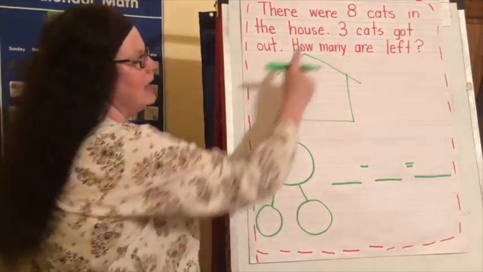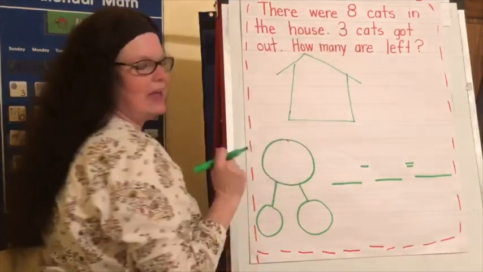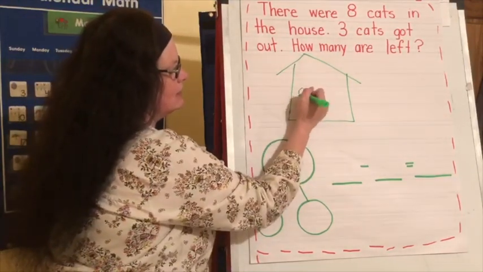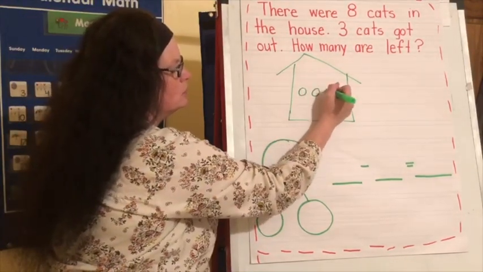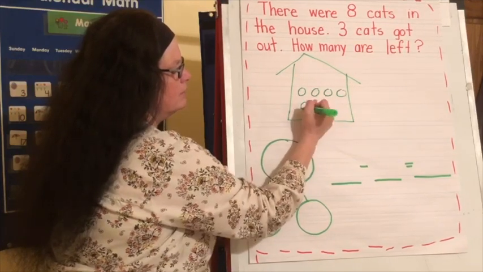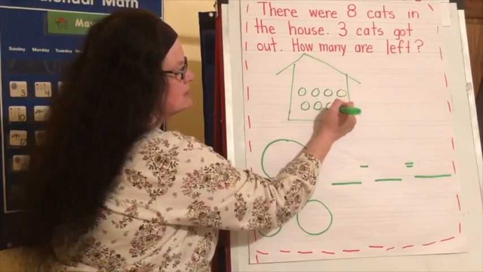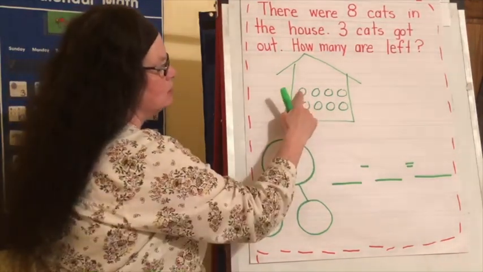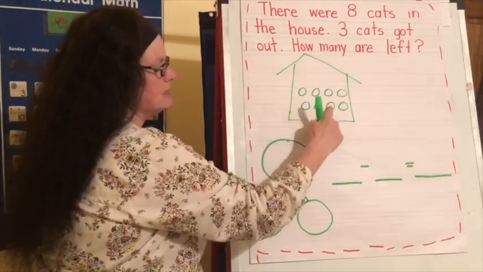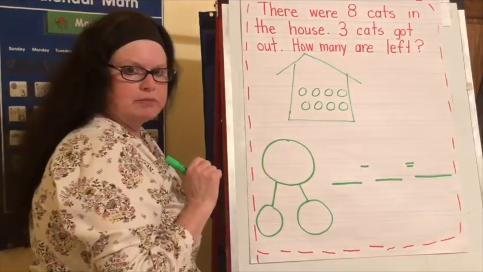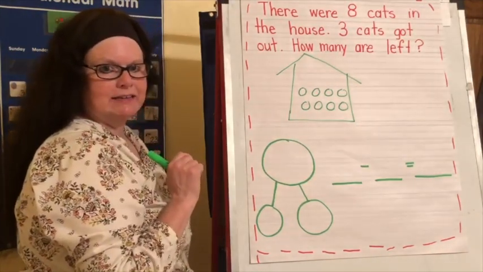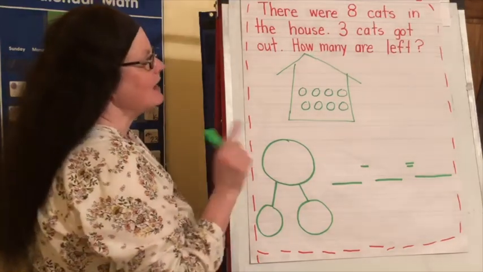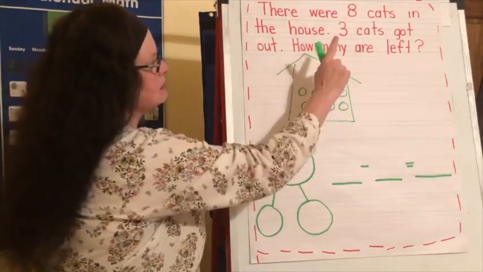Now, how many cats were in the house to start with? 8. So I'm going to make 8 cats in the house. 1, 2, 3, 4, 5, 6, 7, 8. I always like to go back and count and make sure I have 8. 1, 2, 3, 4, 5, 6, 7, 8. All right, give me a thumbs up if you have 8 cats. Great. Now, let's go back to our sentence up here.